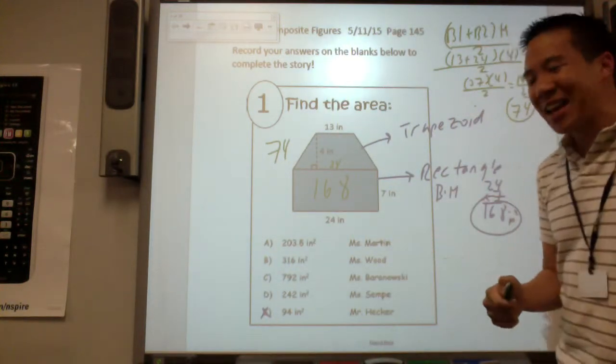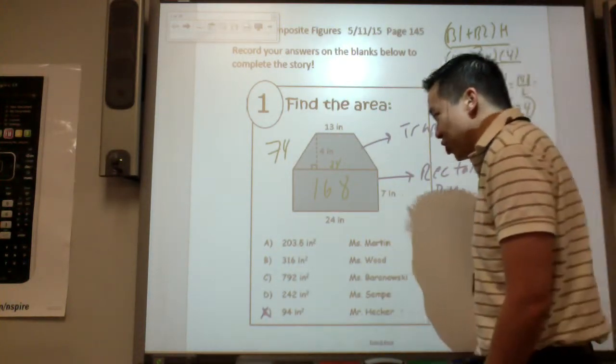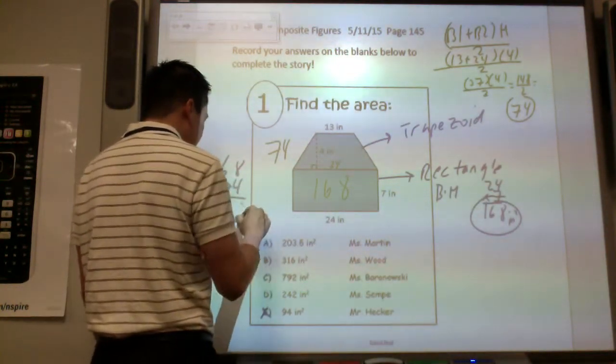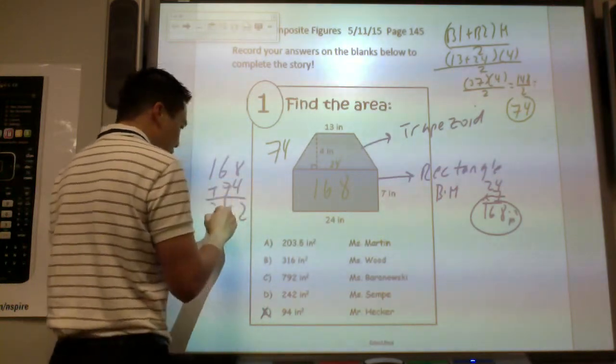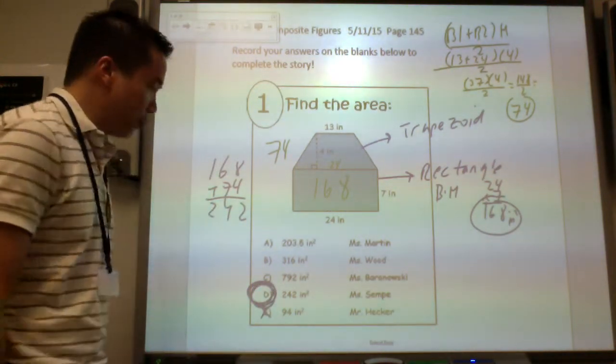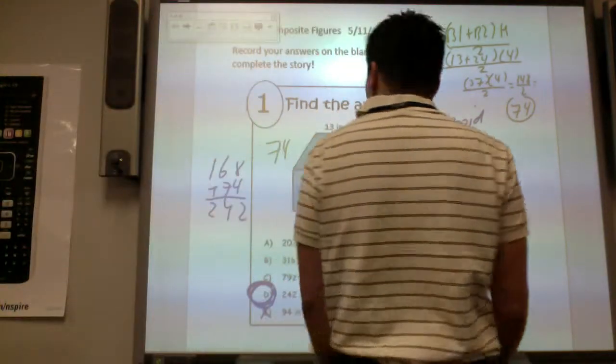The area of the rectangle is 168 square inches. Together, it's 242. That is the answer for the first one. All right, next one.